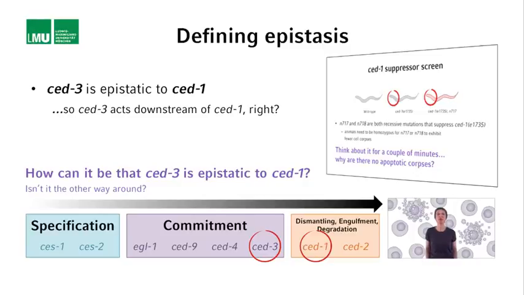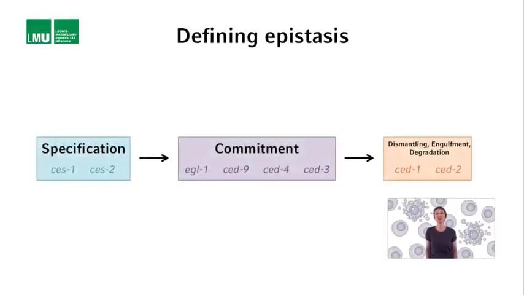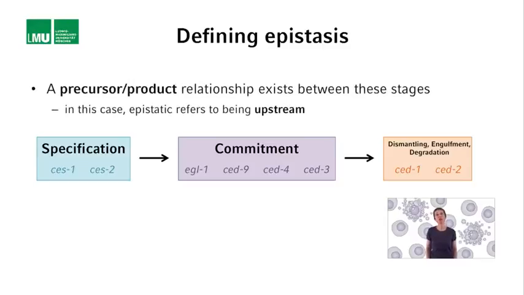The specification of which cells should live and die, the commitment of these cells to the apoptotic fate, and their subsequent dismantling, engulfment, and degradation are a sequence of cell biological and biochemical events, with one event being dependent on the successful completion of the previous one. A kind of precursor-product relationship exists between these different stages. For this reason, epistatic indicates upstream in this case. The way I look at it is that if the commitment step is defective and no cells ever commit to the apoptotic fate, then it doesn't matter whether engulfment works or not.